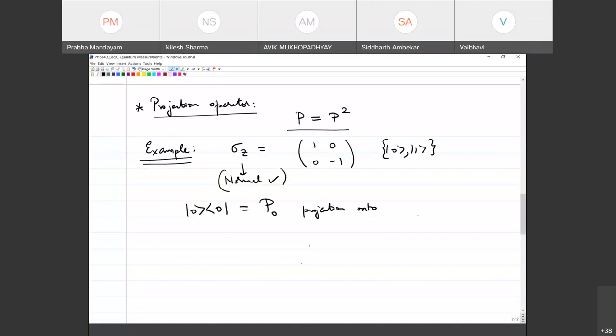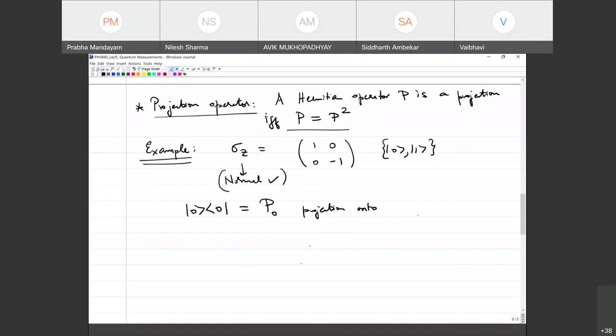You're asking me whether projection operators are diagonalizable? Yeah, indeed. Actually, I should start the definition like this. I should say that a Hermitian operator P is a projection if and only if P is the same as P squared.